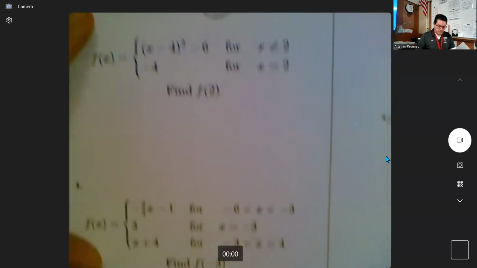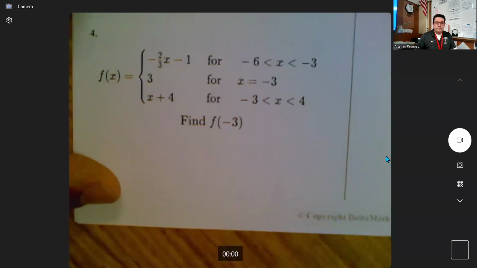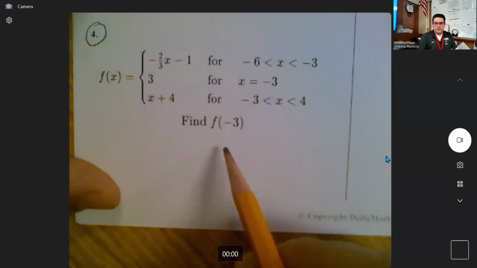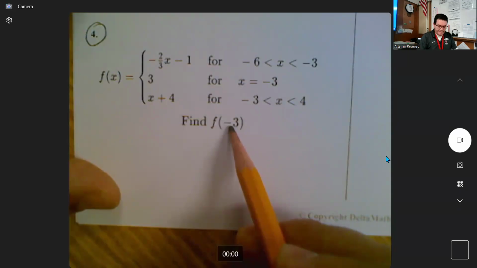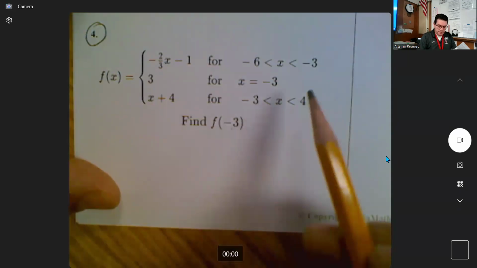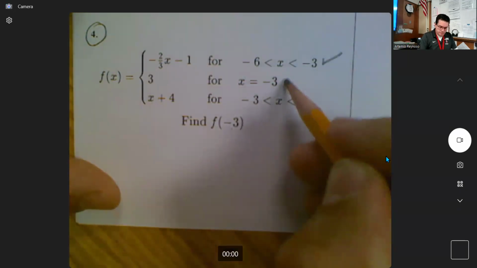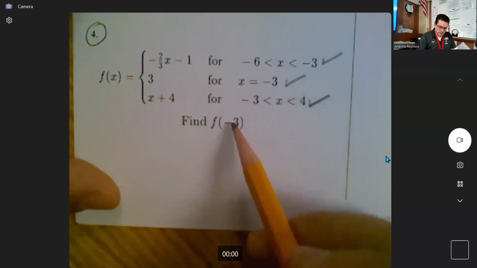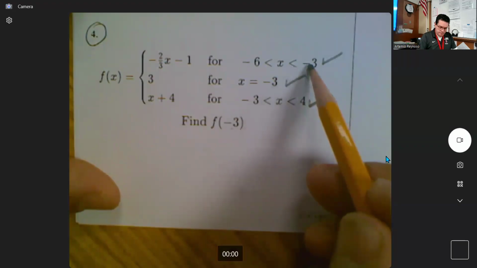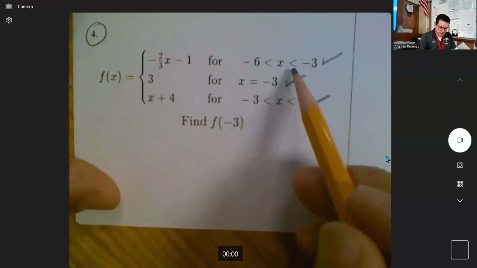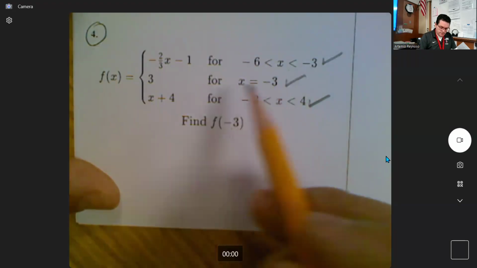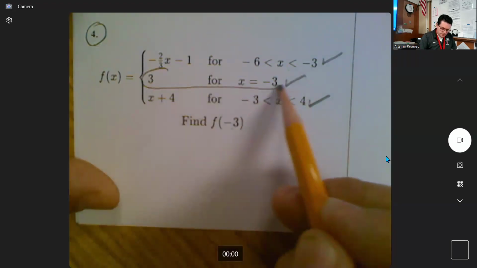Let me utilize another one. Number 4. I want to find the value of the function when x is -3. Does -3 go on the first, the second, or the third? Is -3 less than -3? No, I will need the equal sign under. Is -3 equal to -3? Yes, I will use that one.